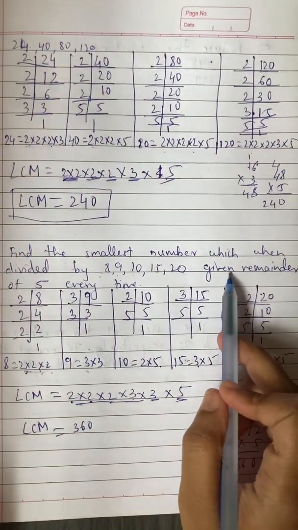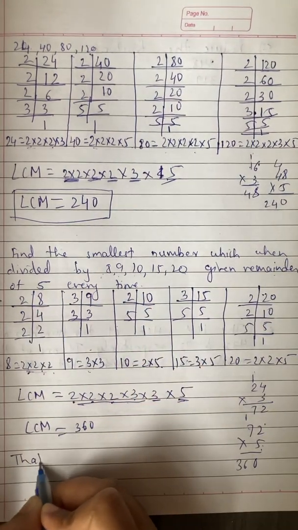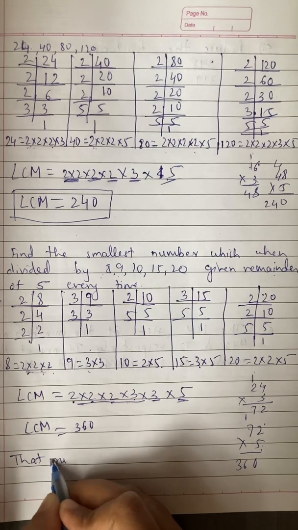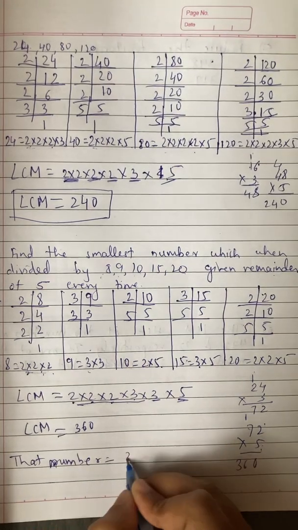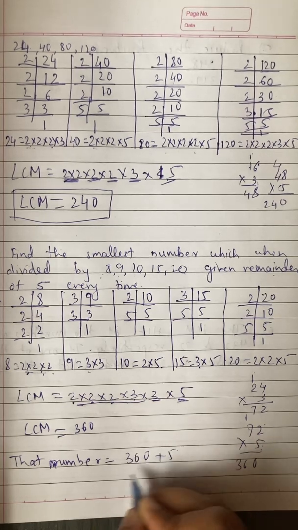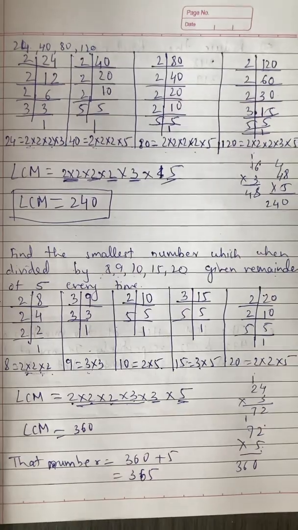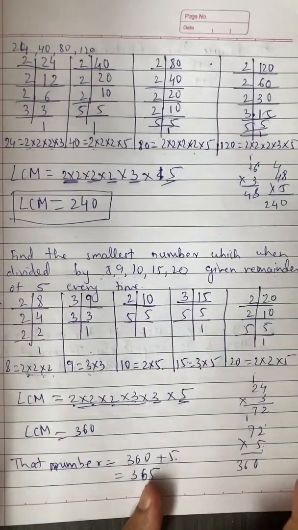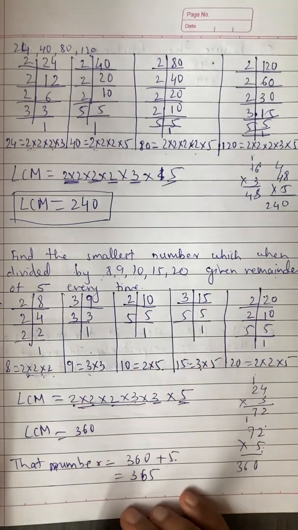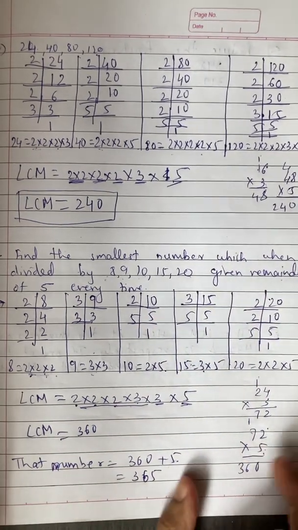But what do we want? We want remainder as 5. So that number will be equal to 360 plus 5. So the answer will be 365. Because we want remainder as 5, we have to add 5 to this number. This we have already done, which is very simple. You can understand it very easily.